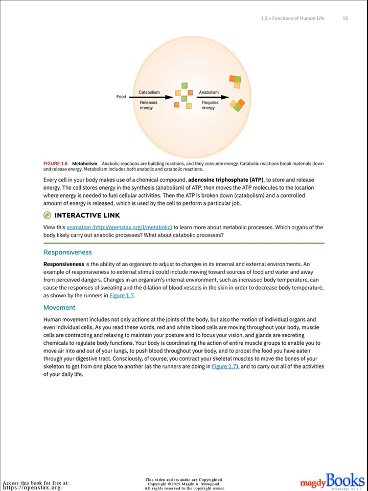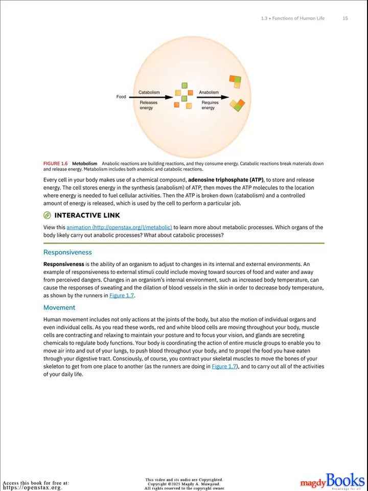Responsiveness. Responsiveness is the ability of an organism to adjust to changes in its internal and external environments. An example of responsiveness to external stimuli could include moving toward sources of food and water and away from perceived dangers. Changes in an organism's internal environment, such as increased body temperature, can cause the responses of sweating and the dilation of blood vessels in the skin in order to decrease body temperature, as shown by the runners in Figure 1.7.